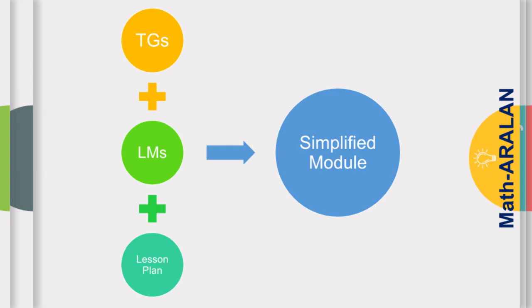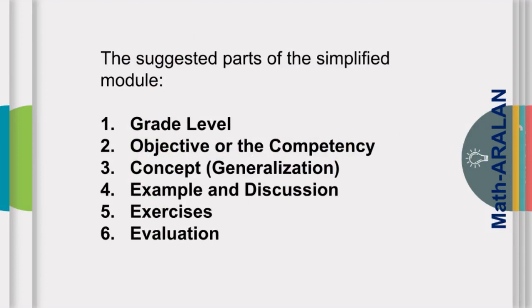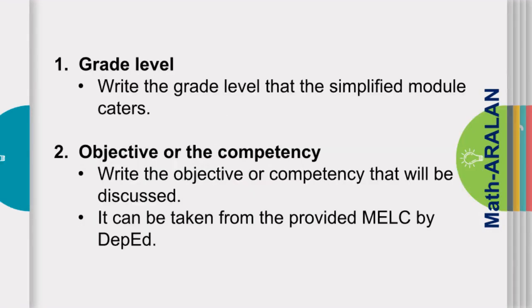Please be aware that there are 8 subjects that a student should attend every day. The simplified module should last for only 30 minutes to provide time for other subjects and other household chores. The suggested parts of the proposed simplified module are the following: grade level, objective or the competency, concept generalization, example and discussion, exercises, evaluation.